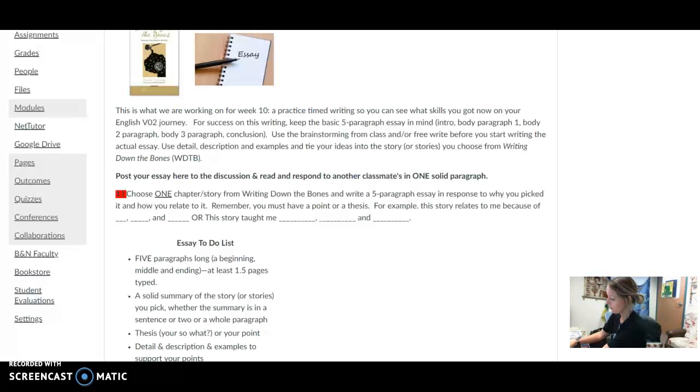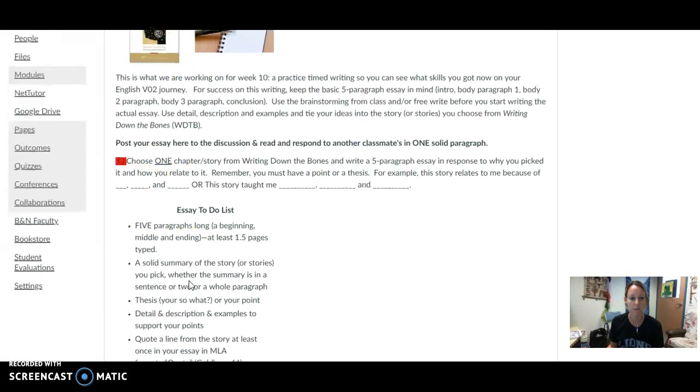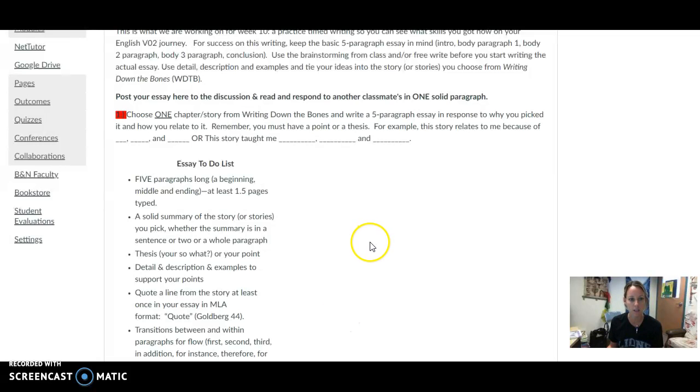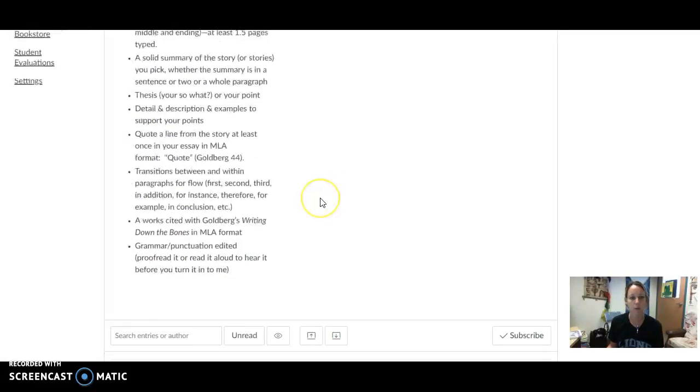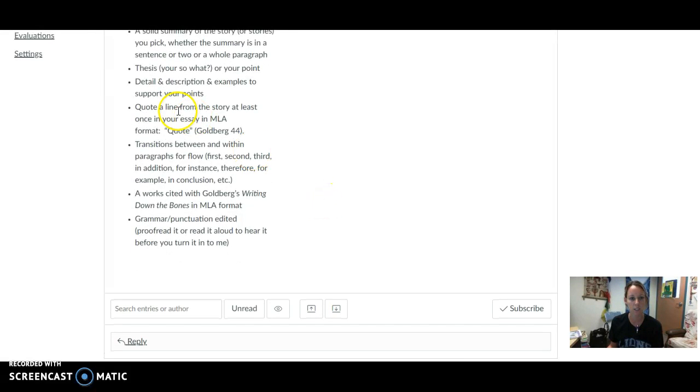So again, if you're wondering what I'm looking for in this essay, I'm looking for structure. So 5 paragraphs long, a beginning, middle, and end, at least 1.5 pages typed. You're typing it on here. A solid summary of the story that you pick, your thesis, detail and description, quoting from the piece, making sure each paragraph flows from one to the next.